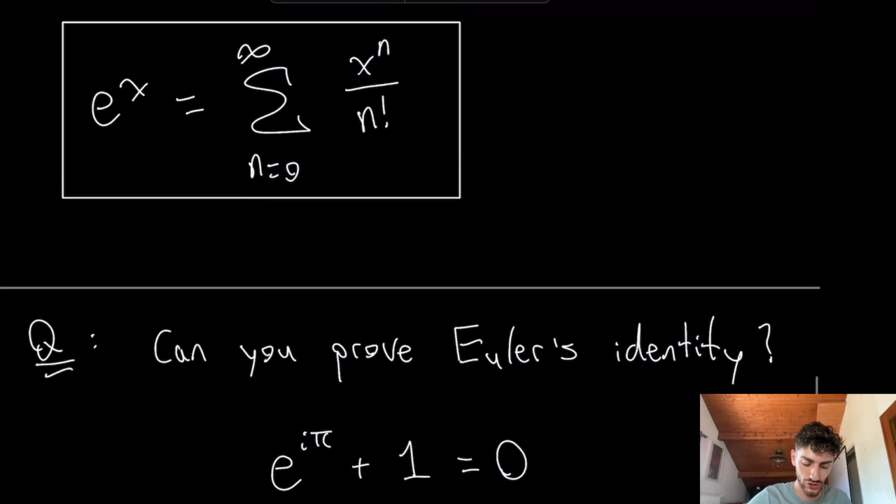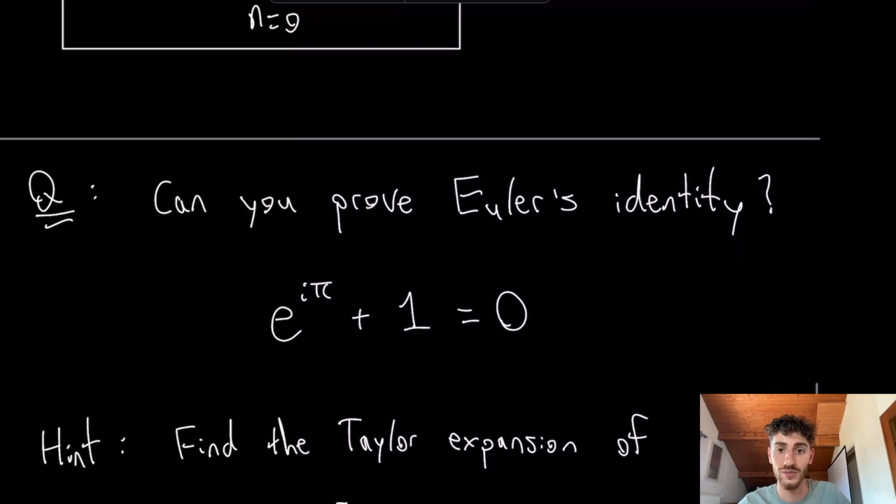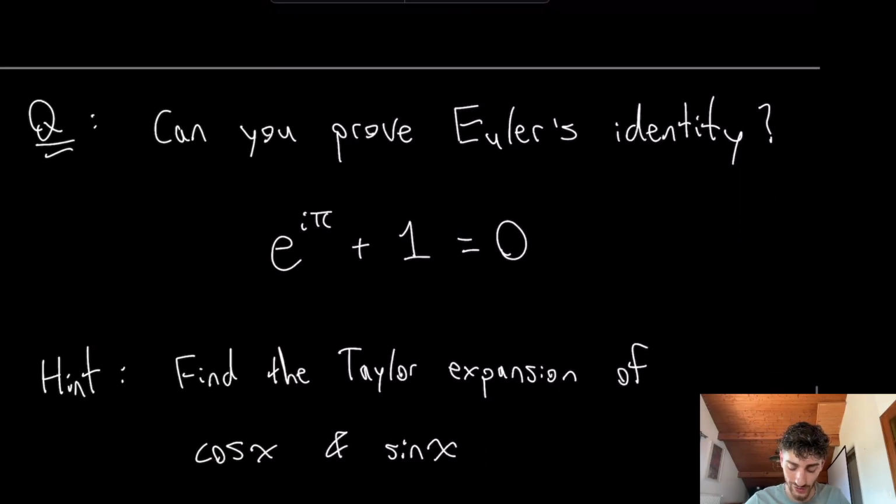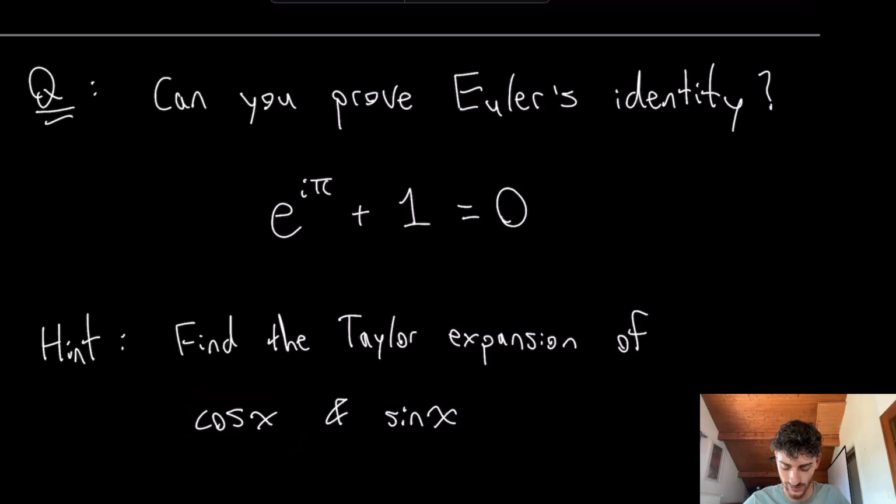I obviously showed you already a way to write e to the x that's different, by using a Taylor expansion. So you're going to have to use that. And the hint I'm going to give you is you're also going to have to find the Taylor expansion of cosine of x and sine of x. In the next video, I am going to prove this identity, but feel free to try to tackle the problem yourself. You need to figure out the Taylor expansion of these functions, and hopefully you can figure out how to put it all together to show that this is true.